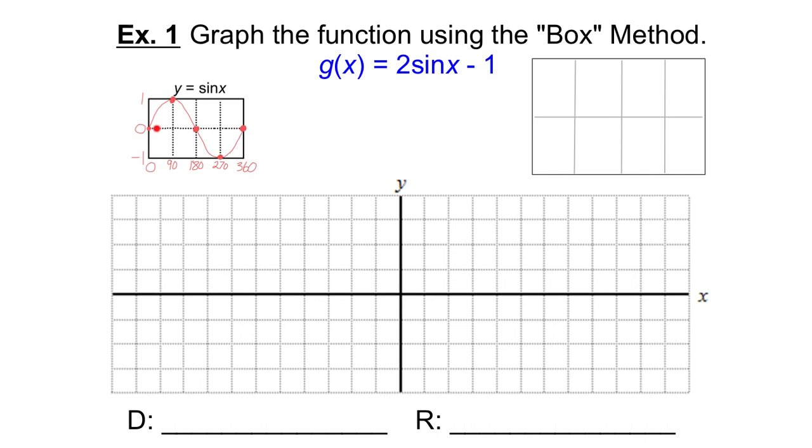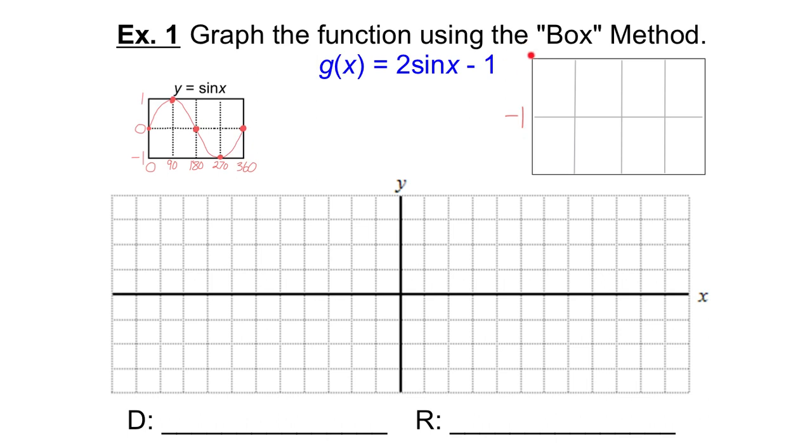Start with the central axis. In my parent function, the central axis was 0, but I have a vertical translation down 1 unit. So that's going to move my central axis from 0 down to -1. So you can think of the c value as the central axis. That's a little shortcut, c for central axis.